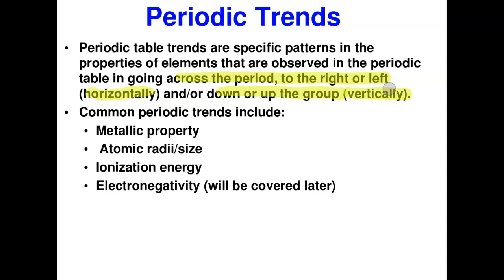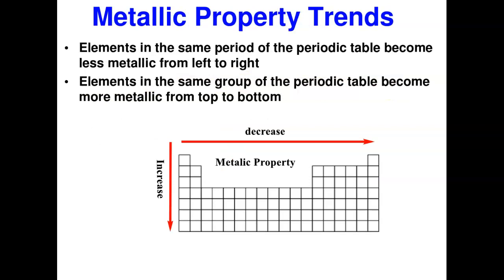Of course, if you're going across the period, you find out that electrons are being added successively from one element to another. And if you go down the group, you notice that shells are being added successively. The properties we're going to look at today are, number one, the metallic property, then atomic radii or size, and the ionization energy. Electronegativity will be covered much later in another module, so we'll not talk about it for now. Okay, let's get to it.